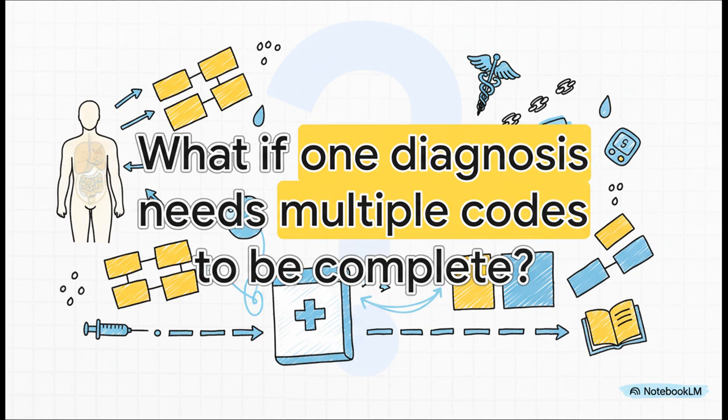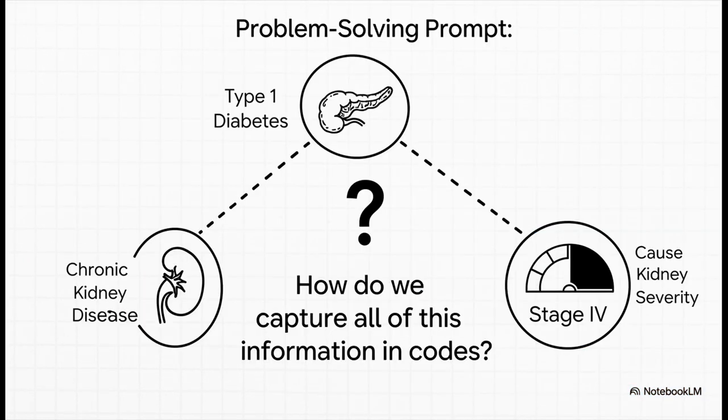Sometimes a single, really detailed diagnosis needs a whole team of codes just to describe it accurately. Here's our next challenge from the exercises. This diagnosis has three key pieces: the cause, which is type 1 diabetes, the complication, which is chronic kidney disease, and the severity, which is stage 4. How in the world do we capture all of that?